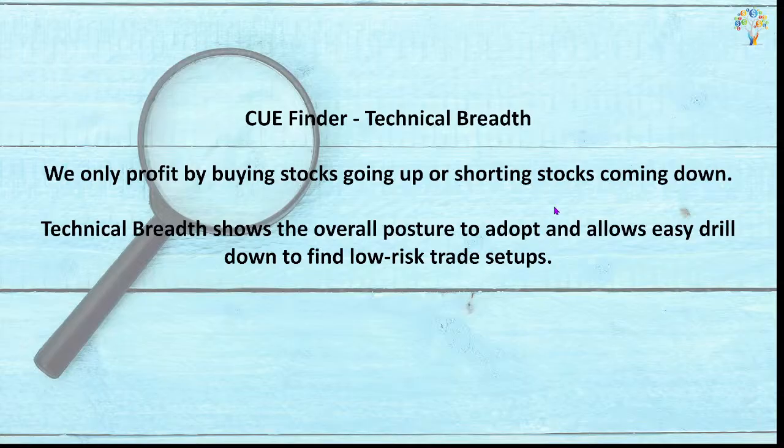Next, technical breadth. Using Q Finder, we only profit by buying stocks going up or shorting stocks coming down in directional trades. Most of my trades are directional trades, if not all actually. Technical breadth shows the overall posture to adopt and allows easy drill down to find low risk trade setups.